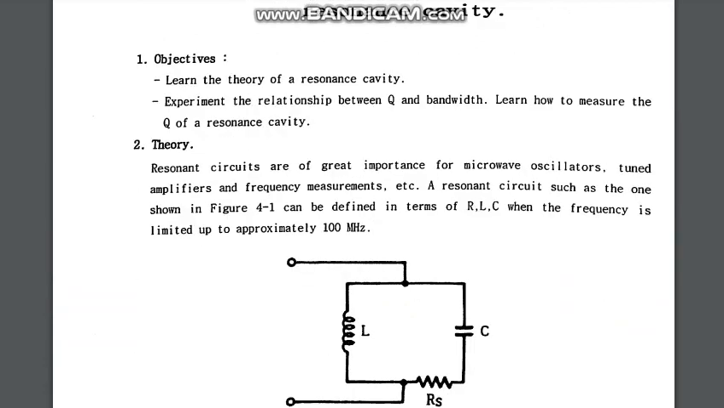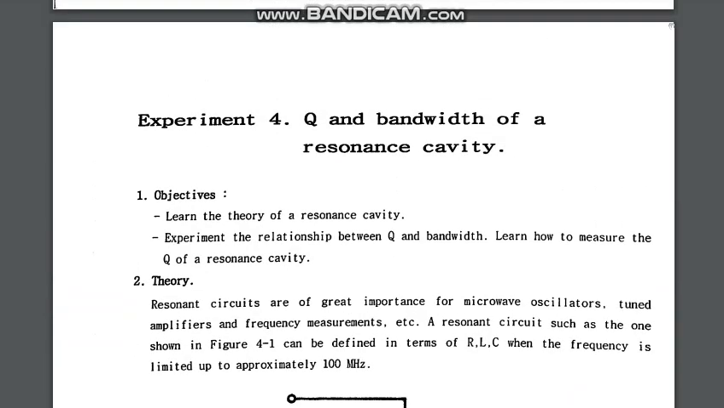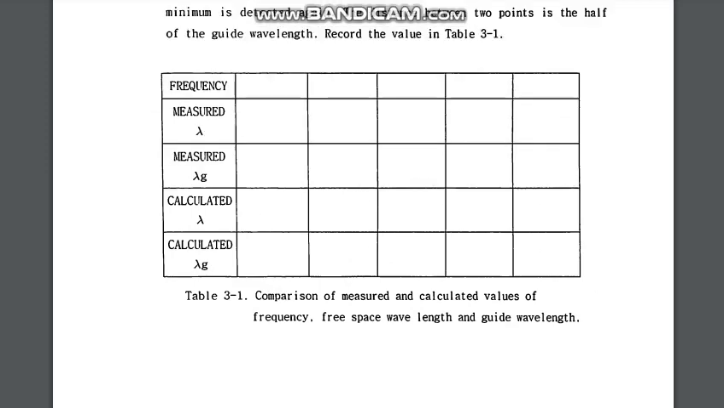So that is the end of the third experiment. That is our table that we have to fill out. Just change the frequency and we will get the measured lambda g and the calculated lambda g by calculation.